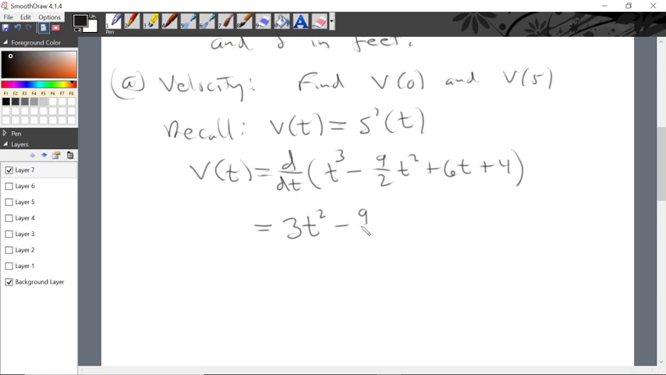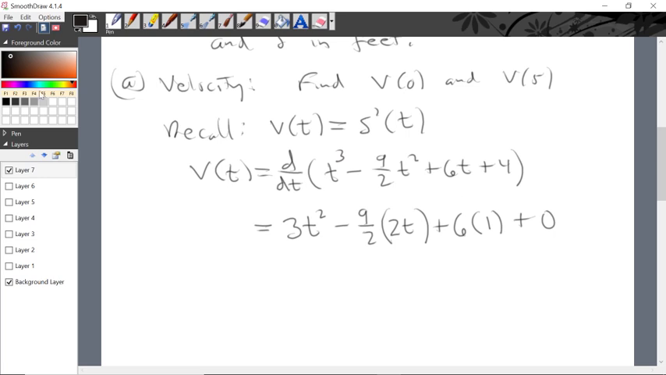Then we have the constant multiple rule. We can pull out the negative 9/2. The derivative of t squared is 2 times t, or 2t to the first, right? Plus 6 times 1t to the 0, which is just 1. And then the derivative of 4, well, that's just 0.